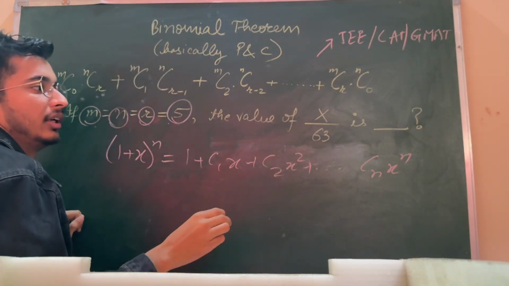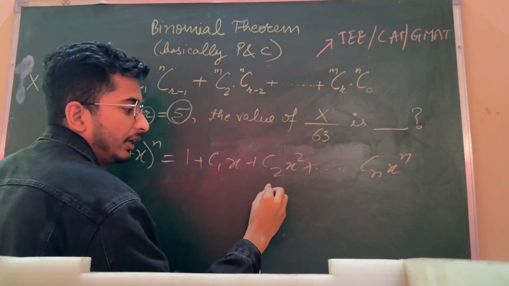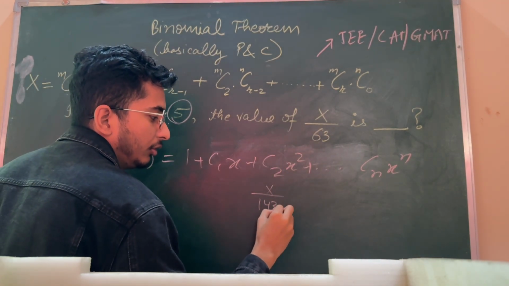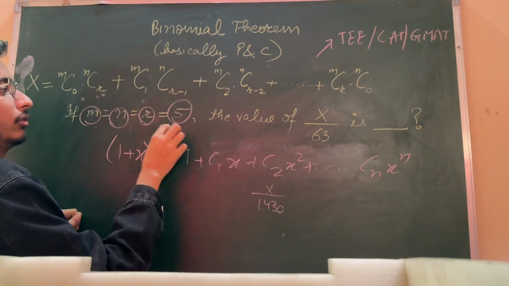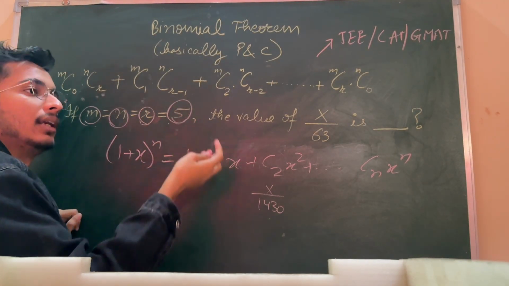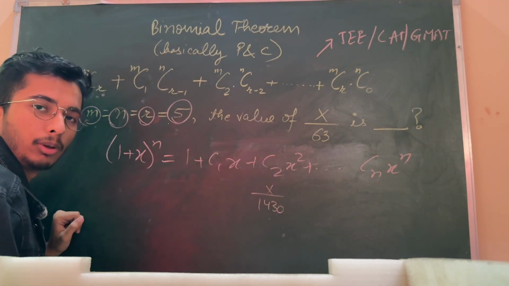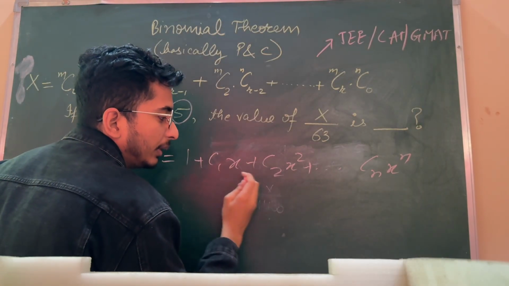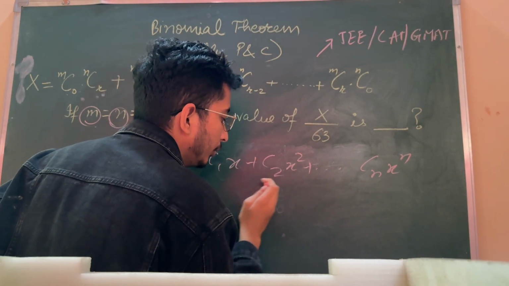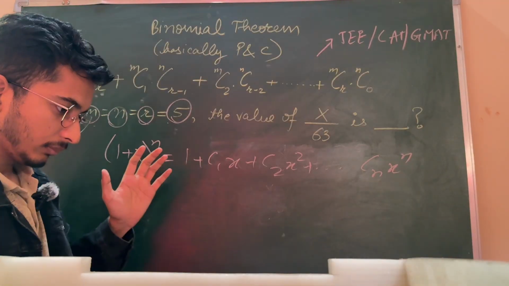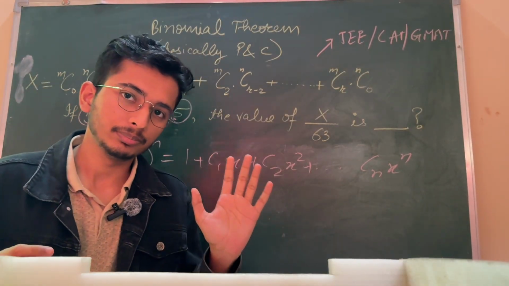But let me tell you, if this expression was going to be, let's say, x upon 1430, and this was not going to be 5, this was going to be 10, let's say, how would you do such a problem? So it's better to simplify than substituting. All right, now I'm going to give you a situation.